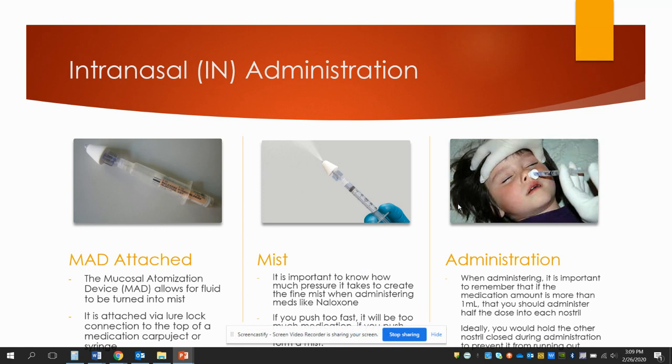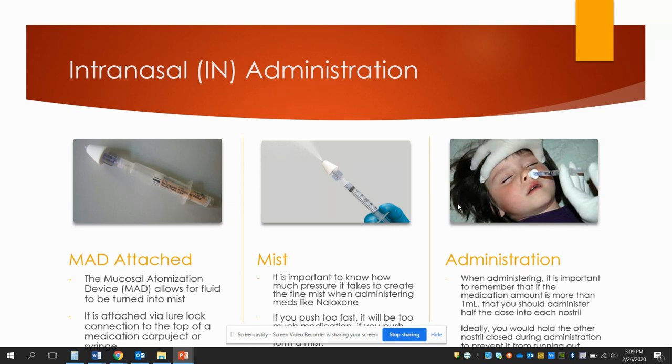So a MAD, and usually most people will say MAD device, but it's mucosal atomization device, is going to allow medication to go from a liquid into a mist. That MAD device can attach to a Luer lock syringe, so it twists right on, and you can administer medication intranasally just like this. So we use the MAD device for naloxone or Narcan.